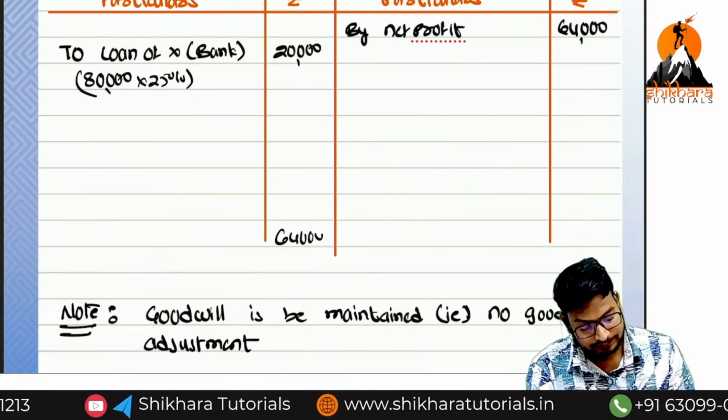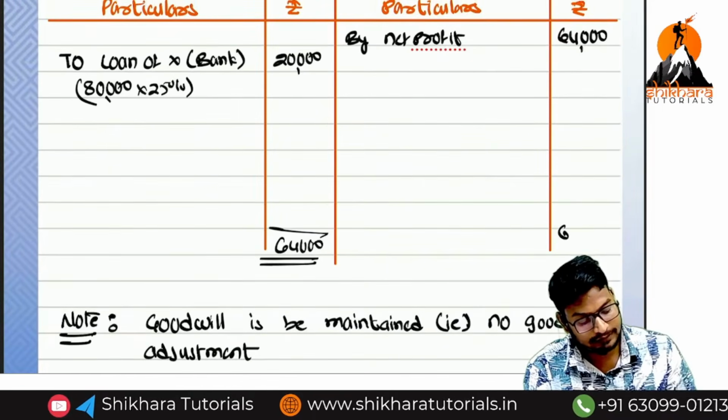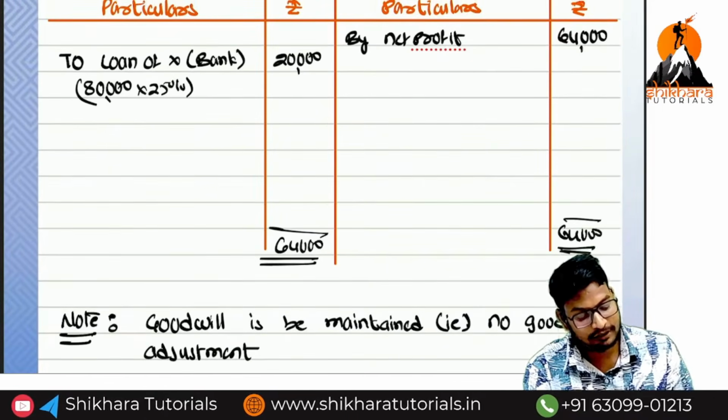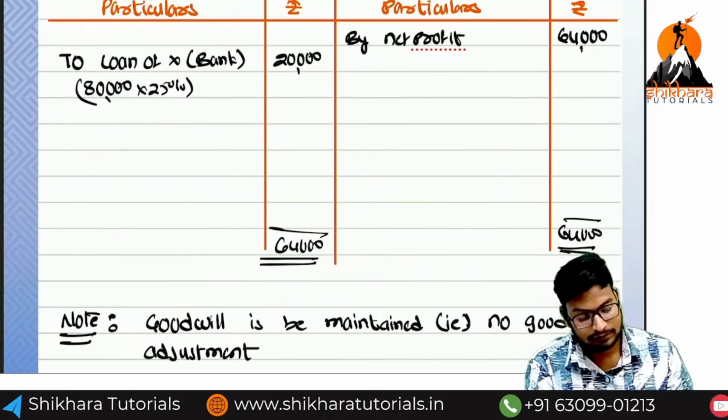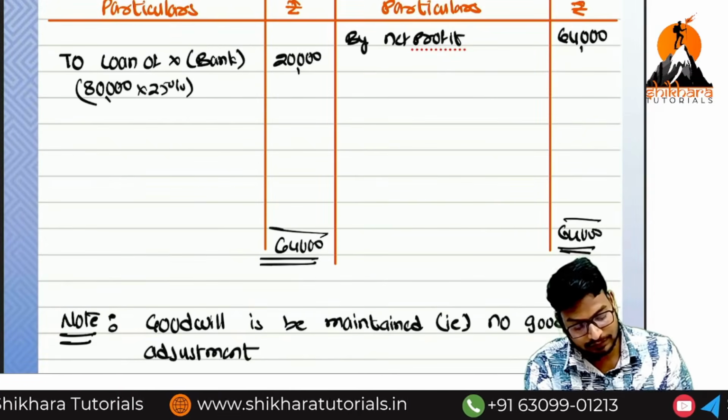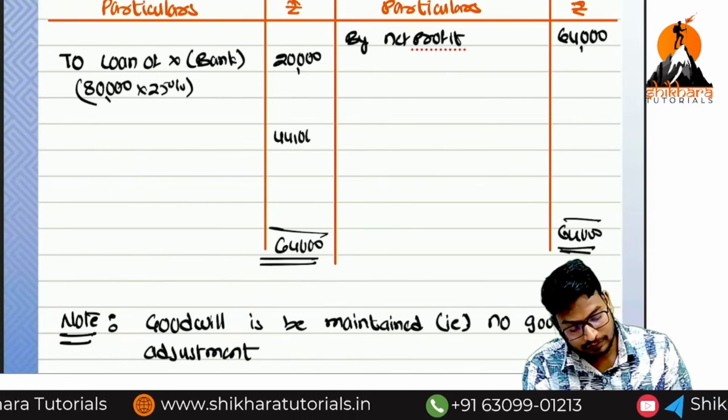64,000. And 64,000. The board book has given the wrong answer. Please verify. So 64,000 minus 20,000, how much? 44,000.